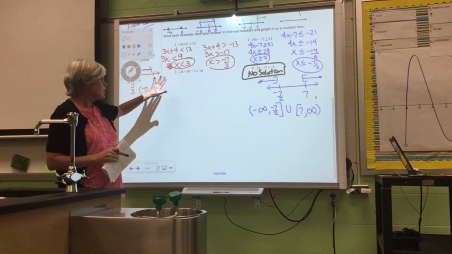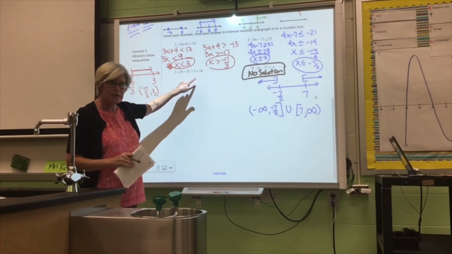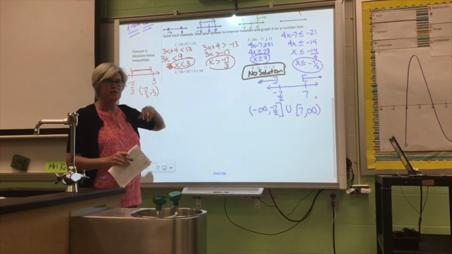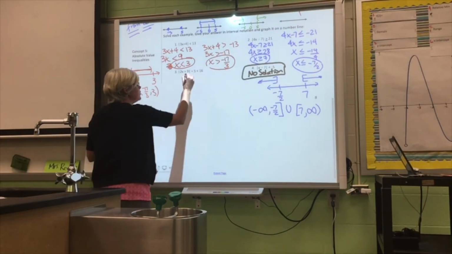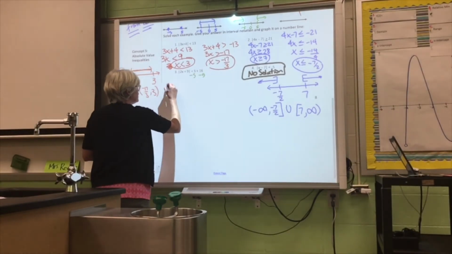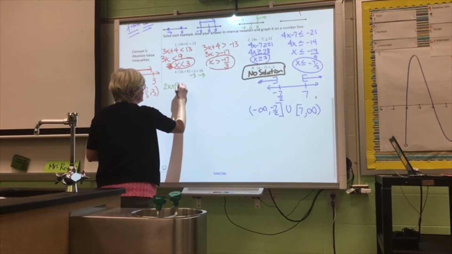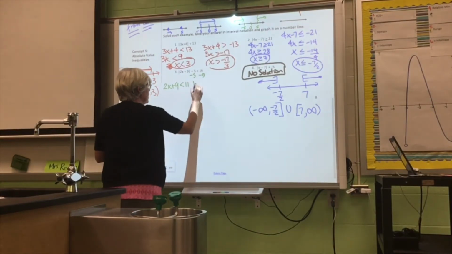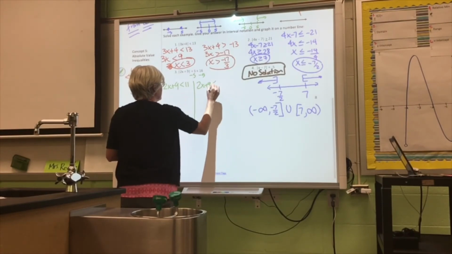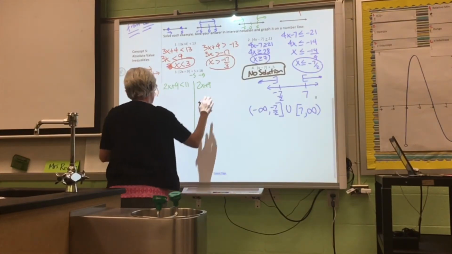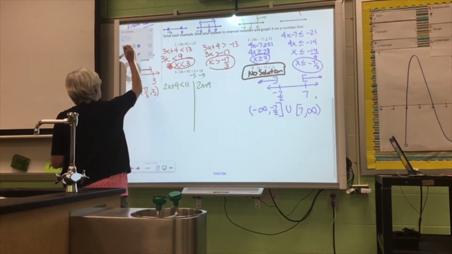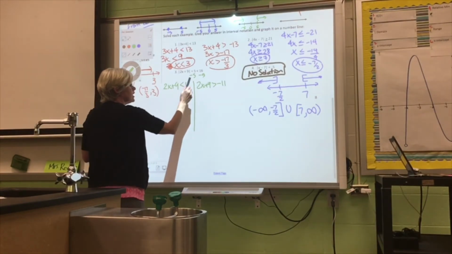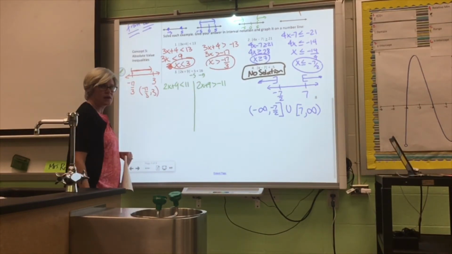Number 3, we are not going to do a 16 and a -16. Remember, you have to look at the problem. This has a +5 in it. We have to isolate that absolute value before we break it up. So that's going to give me a 2x plus 9 less than 11, because 16 minus 5 is 11. And my other one is going to be 2x plus 9 is greater than, because I have to flip the sign, greater than -11. So 11 and -11, because 16 minus 5 is 11.